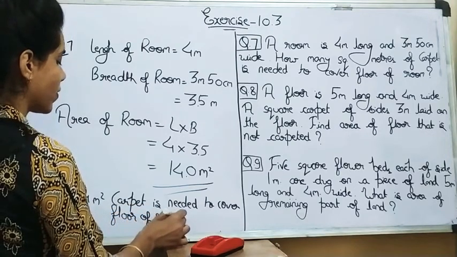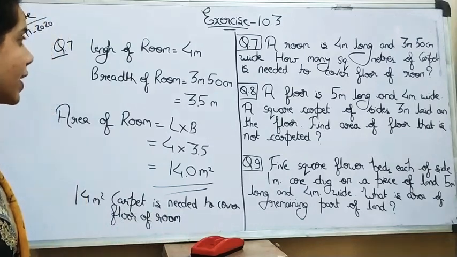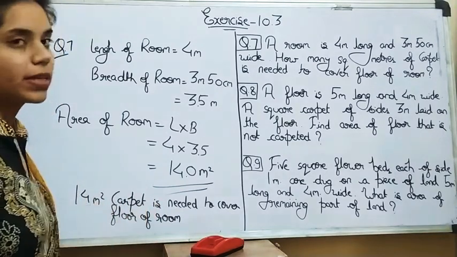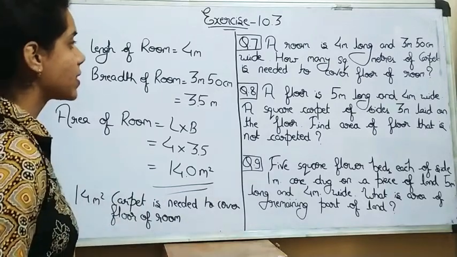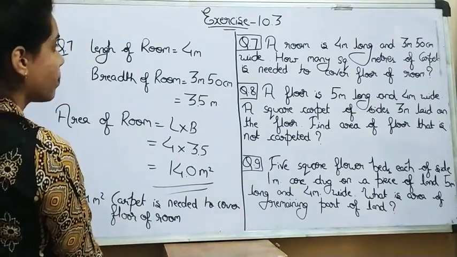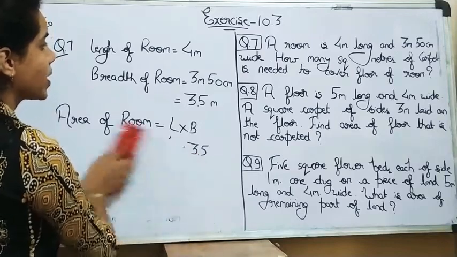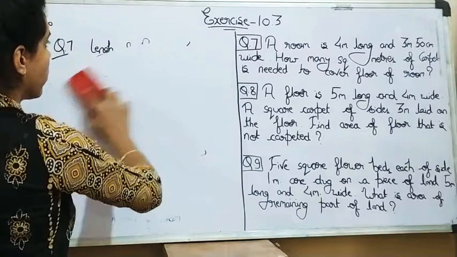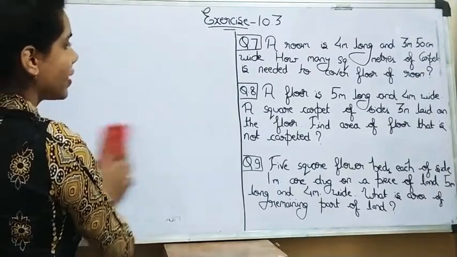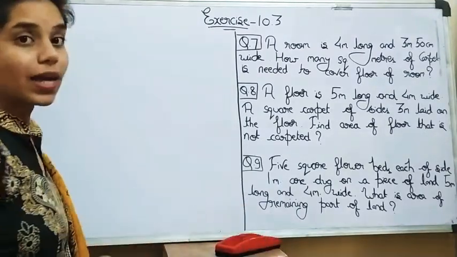to cover the floor of the room. Understood this thing? After finding out the area, we get an idea of how many meter square of carpet we need. Now question number 8 is, a floor is 5 meter long and 4 meter wide. A square carpet of sides 3 meter is laid on the floor. We need to find the area of the floor that is not carpeted.